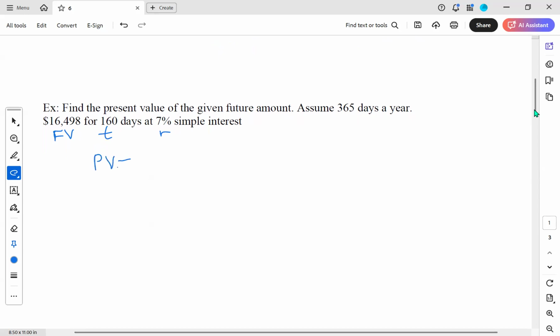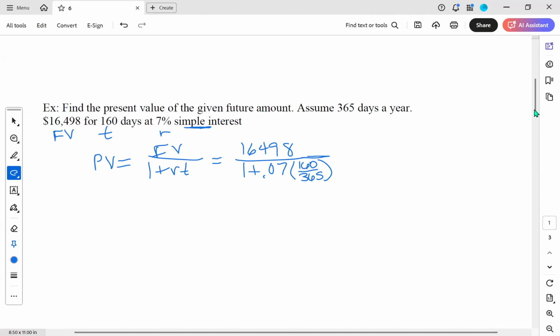So present value equals future value divided by 1 plus RT. And I'm going to show you this in this form, just to give you a heads up about what to be careful on your calculator. All right, so plugging in our values, we're going to have the 16,498 divided by 1 plus 0.07 times our T, which is going to be 160 over 365. And again, you'll know it's a simple interest problem because it'll be less than a year. If it says simple interest, don't worry about the time on MyMathLab. If it says simple interest, then you do simple interest.